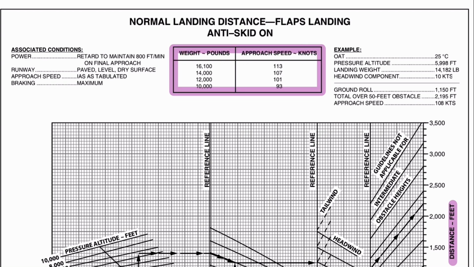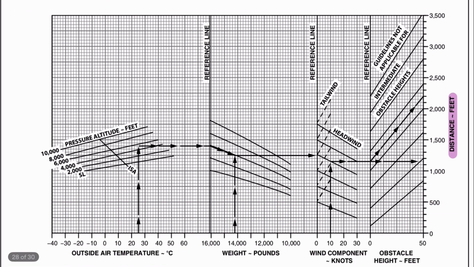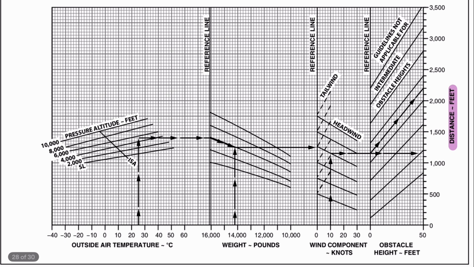We have two steps to this. We have the chart, and then we're going to have to interpolate for the approach speeds, which requires a little bit more math. So we're going to go ahead and just start at our chart here. Let's highlight all the information we need for this chart. We need outside air temperature, pressure altitude, weight, wind component, and obstacle height. And now that we know that, go ahead and highlight your reference lines.